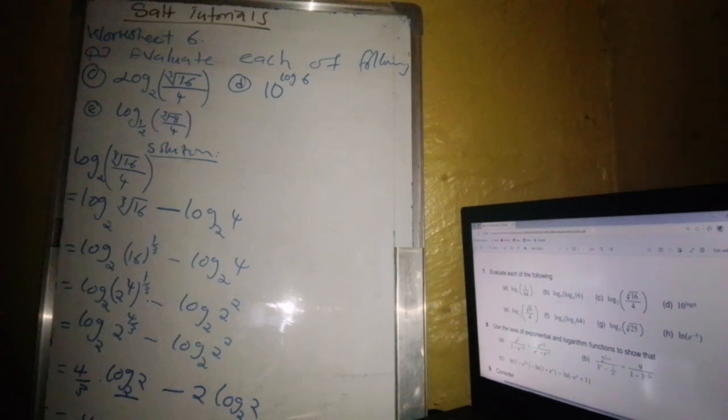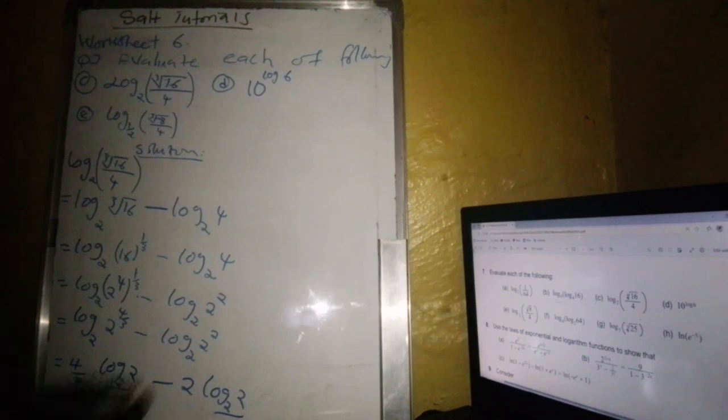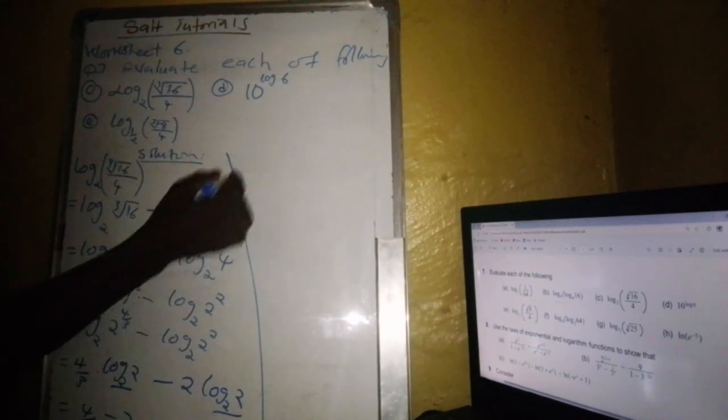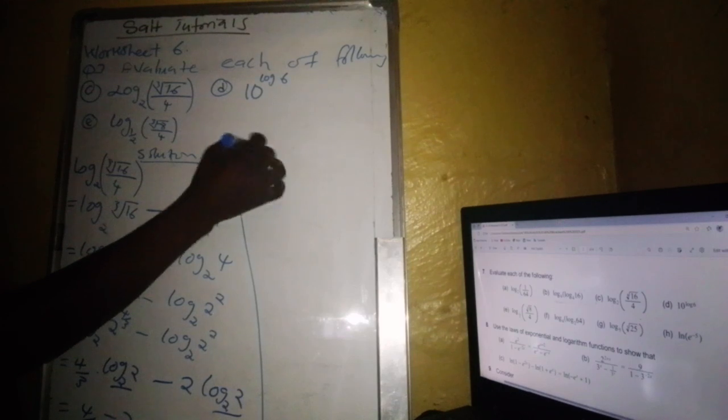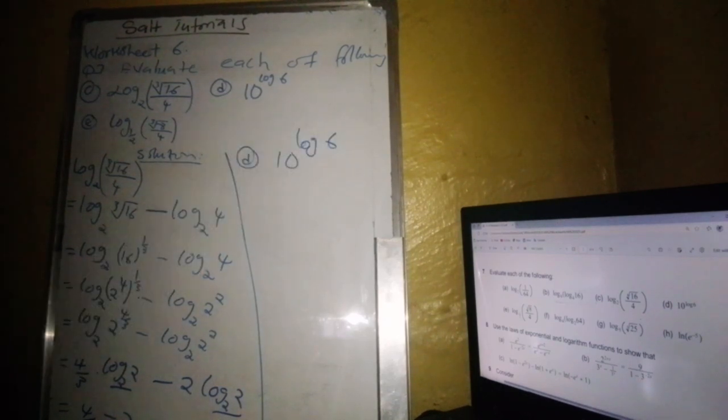Confirm that one. Yeah. So that's your final answer, -2 over 3. So now let's go to the second one, D. Demarcate it from there. So I'm going to have D says what is 10 power log of 6.